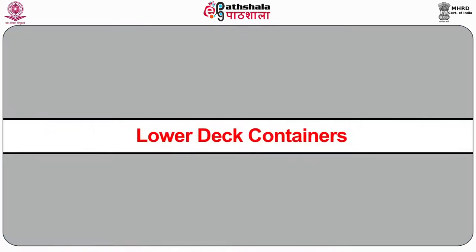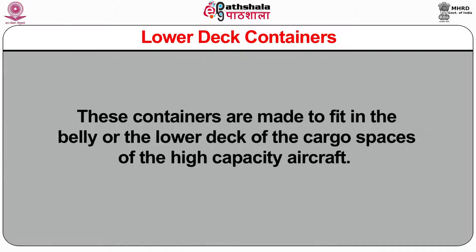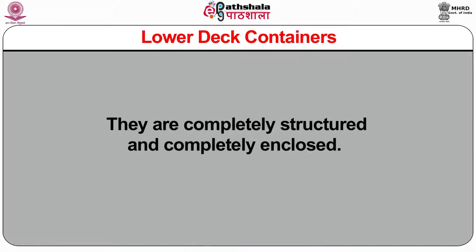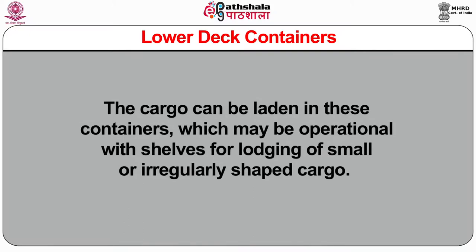Lower deck containers. These containers are made to fit in the belly or the lower deck of the cargo spaces of the high capacity aircraft. They are completely structured and completely enclosed. The cargo can be laden in those containers, which may be operational with shelves for lodging of small or irregularly shaped cargo. The doors of these containers are made up of metal, fabric or their combination. Provide dunnage or shelving to prevent crushing of cargo at recessed end of lower deck container.